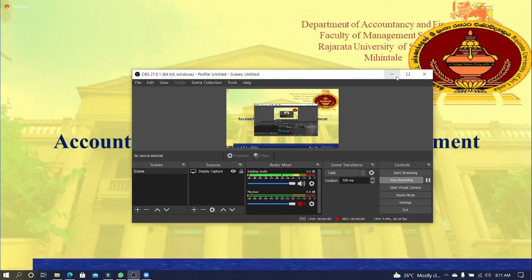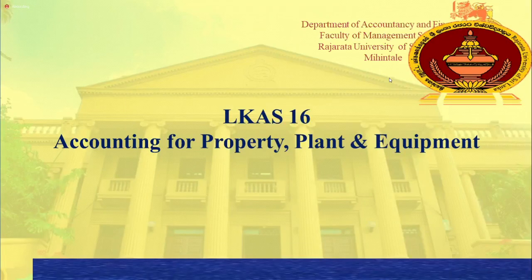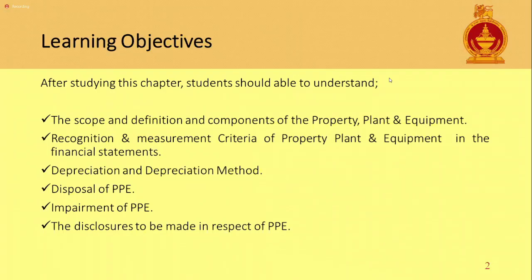In the last session, it was about LKAS 16, accounting for property, plant and equipment. So we have to get something further, and that's why I am here today also. What we discussed last session: scope and definition and components of property, plant and equipment. Then we moved to the recognition and measurement criteria.